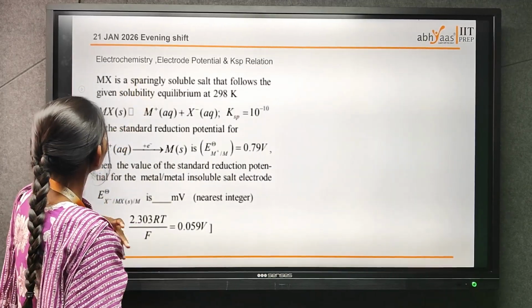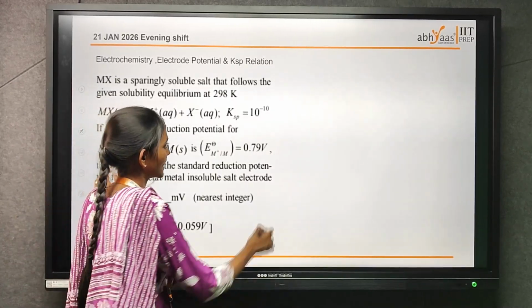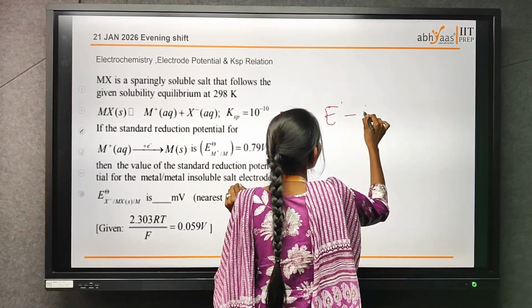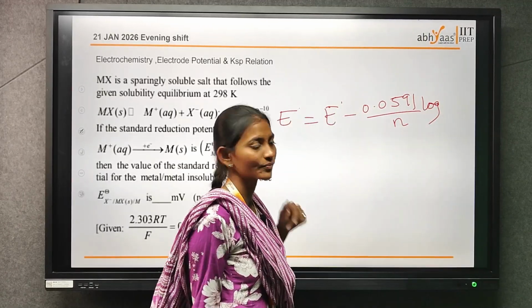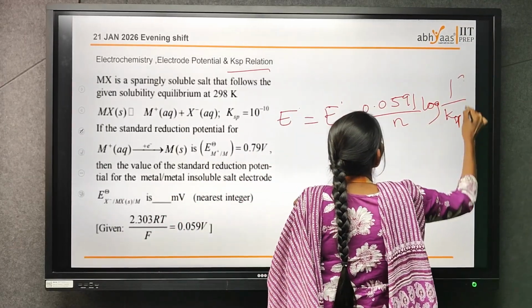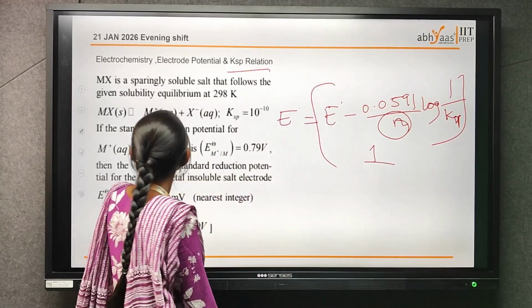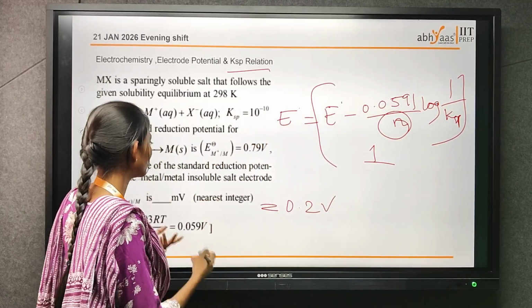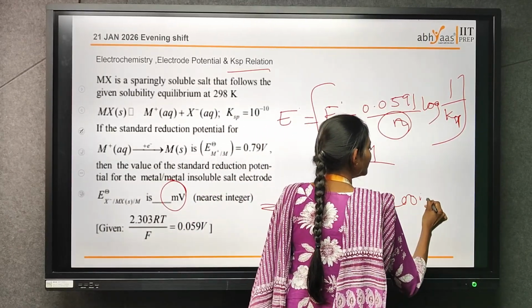And moving on to the next question, electrochemistry. They are asking about the Ksp relation. This is a direct formula from NCERT: E naught is equal to 0.059 minus 0.059 by n into log Q, but they have given the Ksp relation, so 1 by Ksp. Upon applying this formula, you will get some solution. The n value is 1, they have already given. So you get the nearest value, which is 0.2 volts. You need to convert into millivolts, as they are asking in millivolts, so you get 200 millivolts.